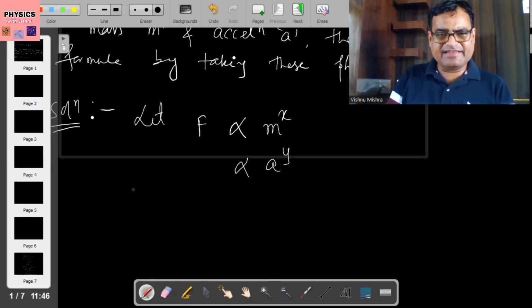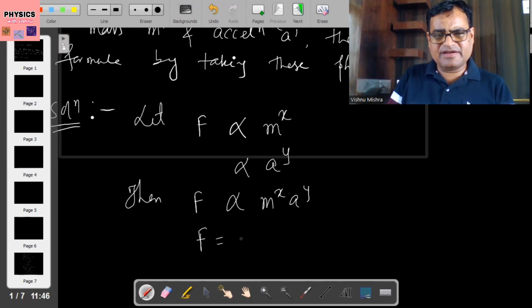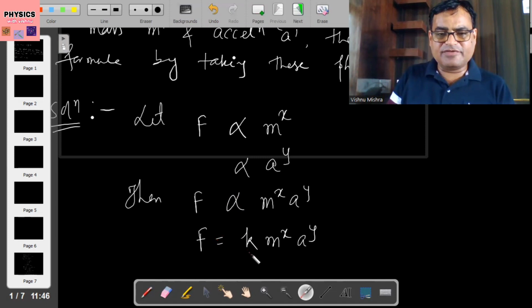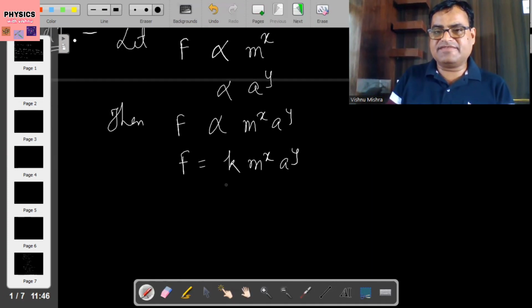Now combining, we write F is proportional to m^x a^y, then F equals K m^x a^y. K is the proportionality constant. When you remove the proportionality sign, you get an equal sign followed by this proportionality constant. And this proportionality constant K is always dimensionless. Now just apply the dimension to the left hand side and right hand side. Force dimension is M1 L1 T minus 2.